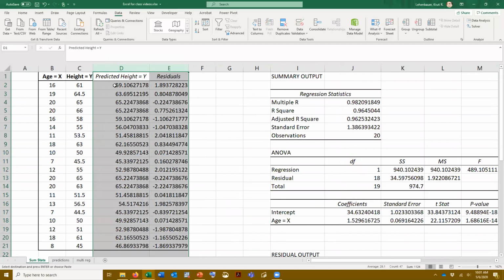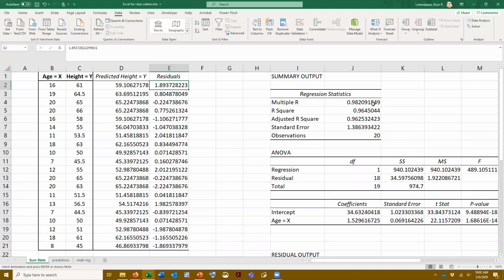Now I want you to see this. According to the regression equation, this person who is 16 years old should have had a height of 59.10, right? And this is the residual, which means that in reality, the person's height was 61 inches, so there was a residual or miscalculation of 1.89. Similarly, this person who's 64.5 inches tall was predicted to be 63.69 based on the regression analysis.